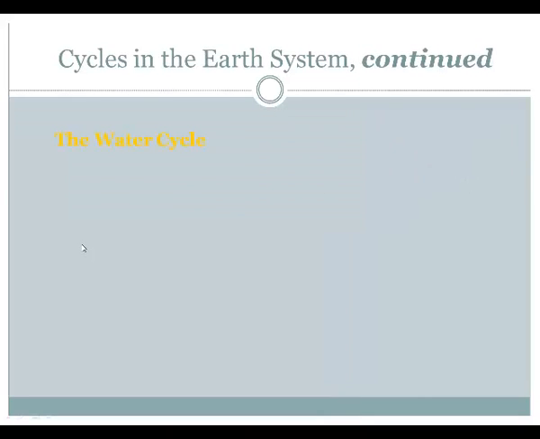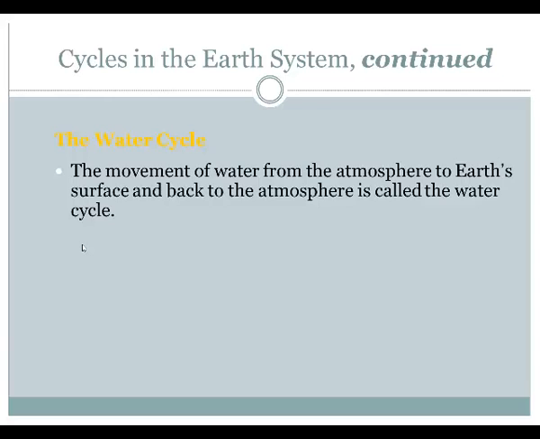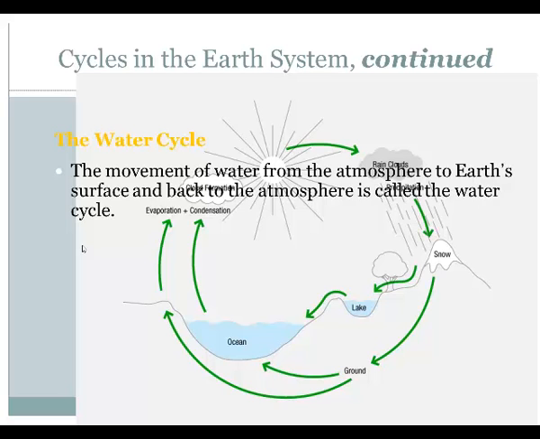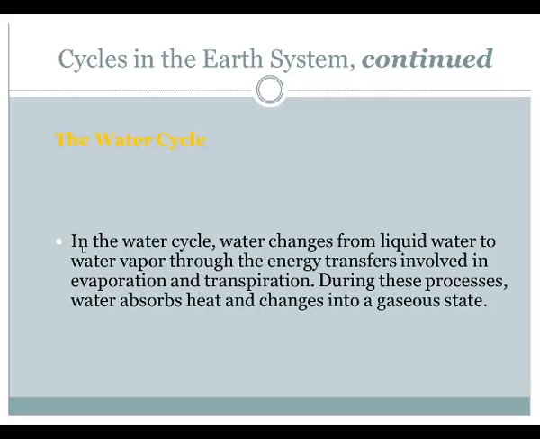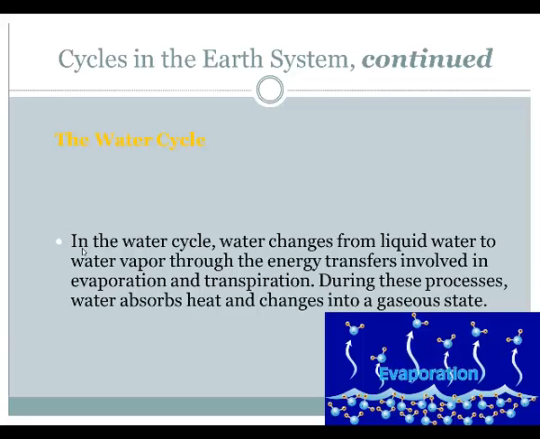The water cycle. This should be review. The movement of water from the atmosphere to Earth's surface and back to the atmosphere is called the water cycle. In the water cycle, water changes from liquid water to water vapor through the energy transfers involved in evaporation and transpiration. During these processes, water absorbs heat and changes into a gaseous state. That process is called evaporation.